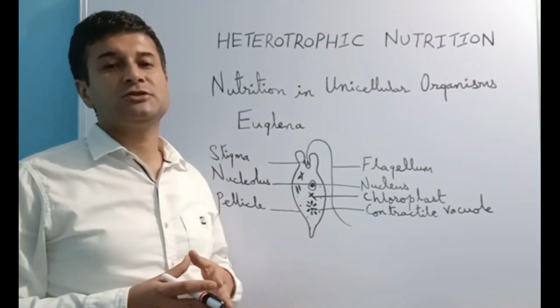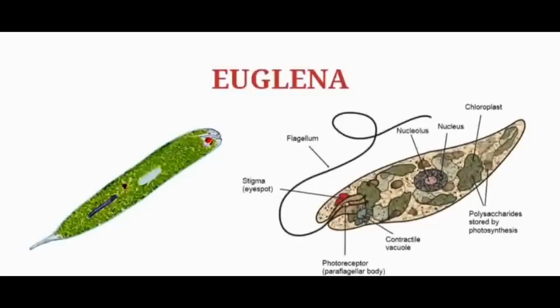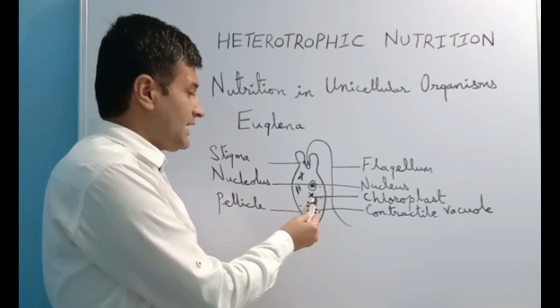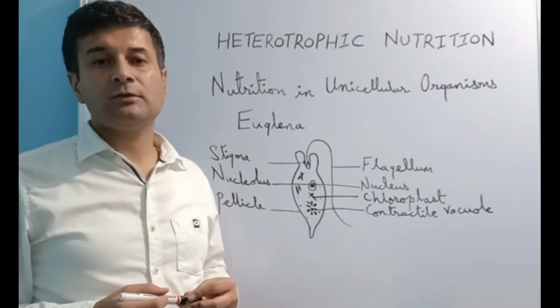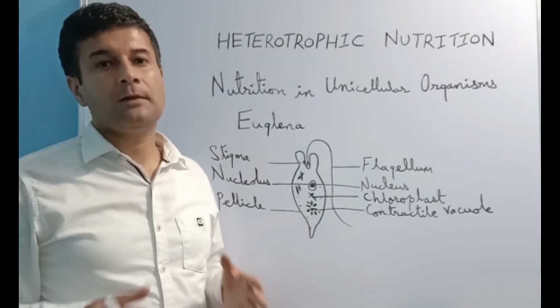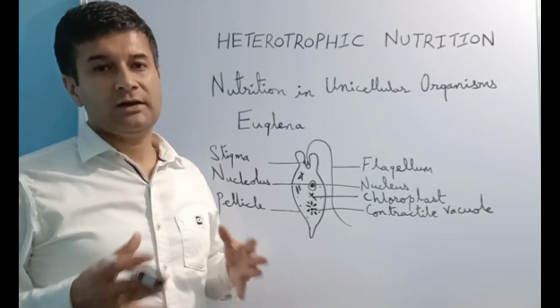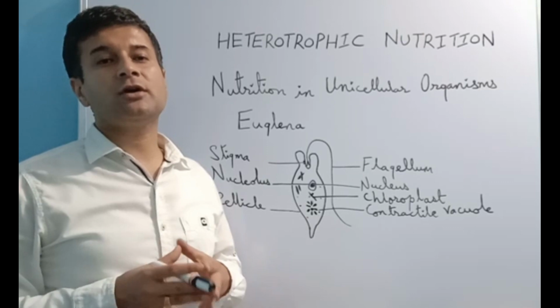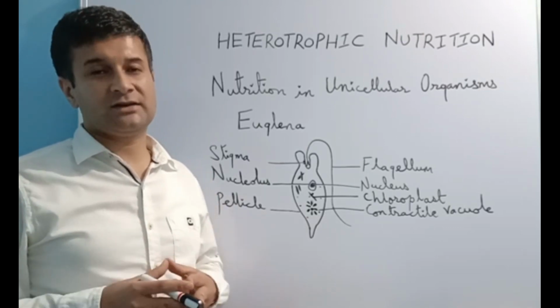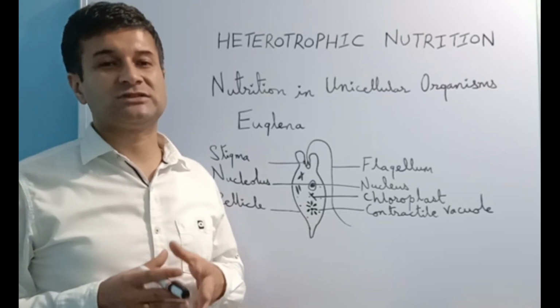Let us discuss nutrition in Euglena. Euglena has chloroplast which performs photosynthesis, but in absence of light or in low light, it feeds on other microorganisms by engulfing them by the process of phagocytosis.